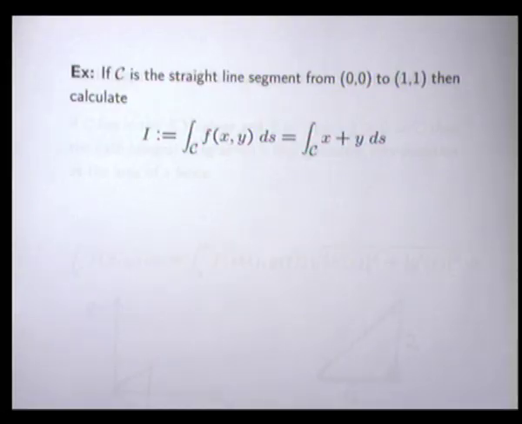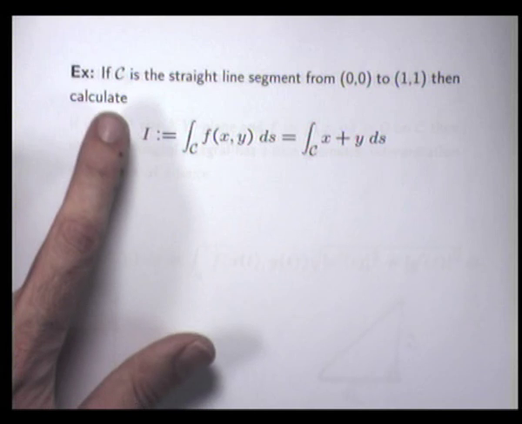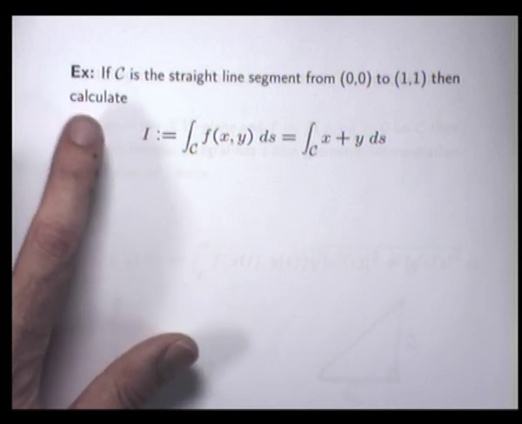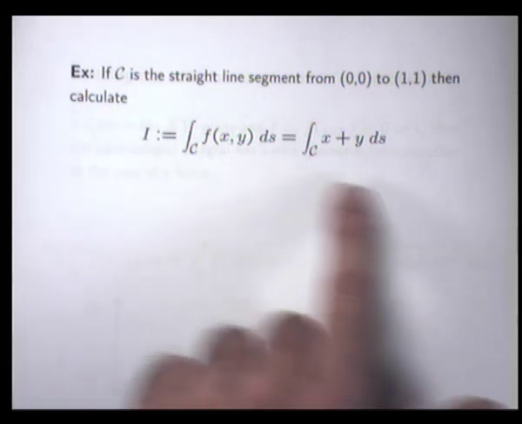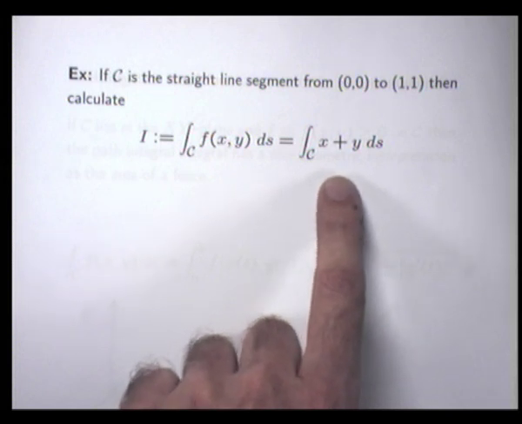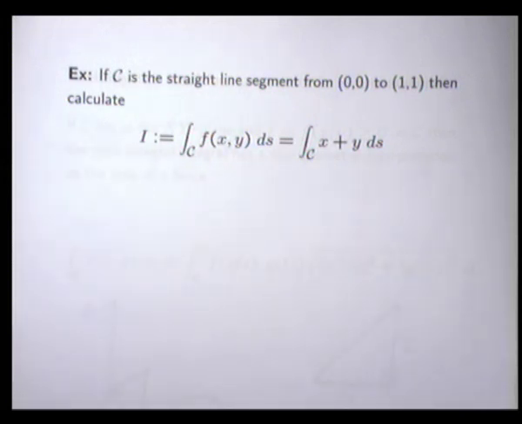Okay, so let's get down to a problem. Let's actually see how you work with this path integral. All right, so we're told here that C is the straight line segment from the origin to (1, 1). Calculate this line integral. Okay, so here's a good test. Can anybody do this problem without actually doing any integration? Anyone? Yes. Oh, yeah, perfect.